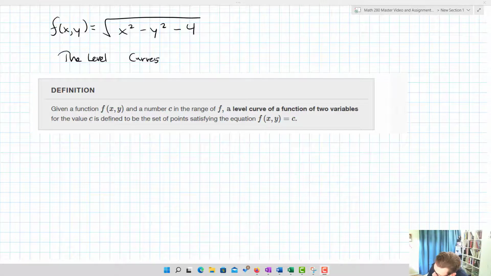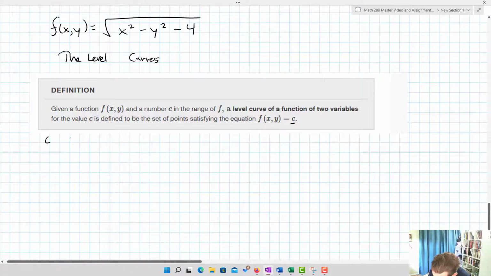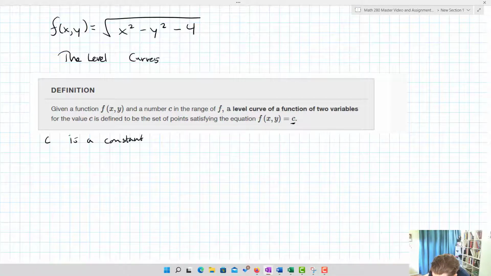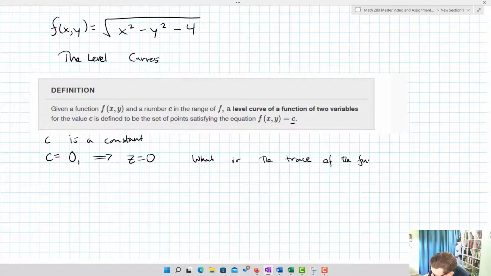We can pick any value c. So c is a constant. Let's select c as a constant. For example, we'll let c equal 0. And what we really want to do is imagine that this is z equals 0. So for the value z equals 0, what is the function going to look like? We're going to call this the trace of the function in the xy plane.